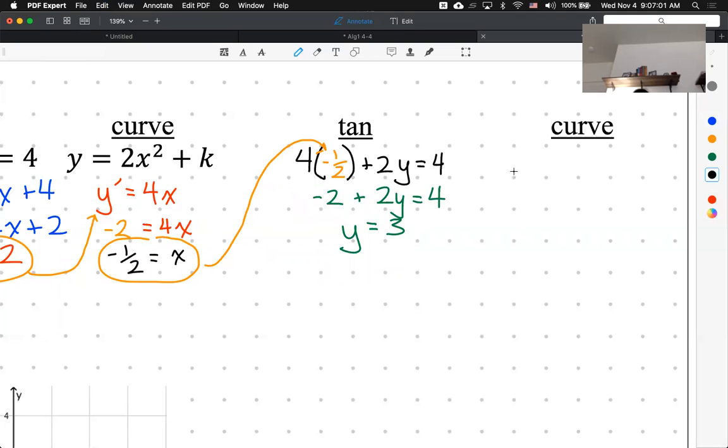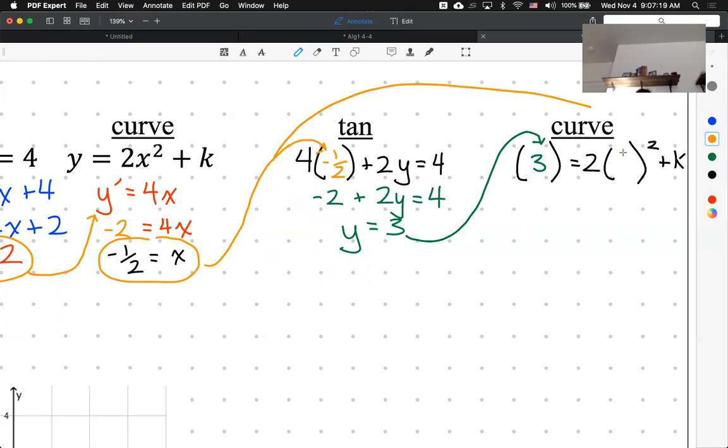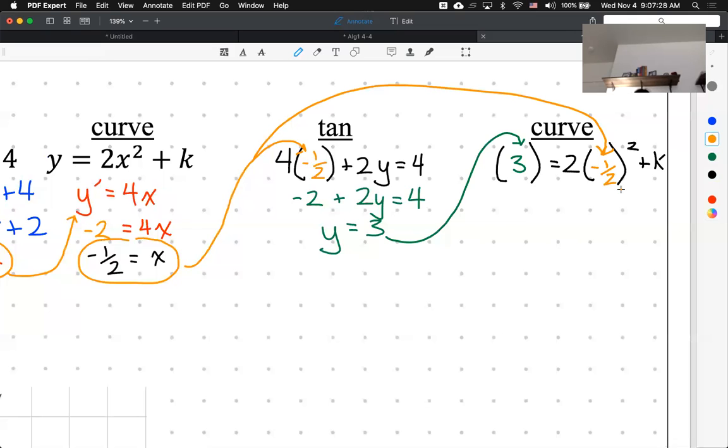So let me write out our empty space for y is equal to 2 times an empty space for the x, quantity squared, plus k. Our y here is 3. Again, drawing an arrow here to let you know where those numbers came from. This x is the same x that we're going to be plugging in over here. So that's our -1/2. And then we solve. Andrea, take us away.